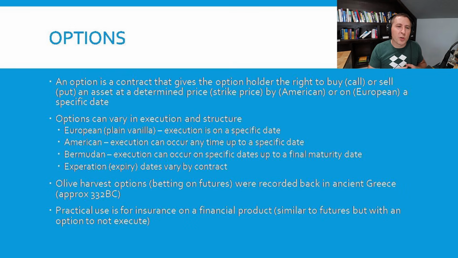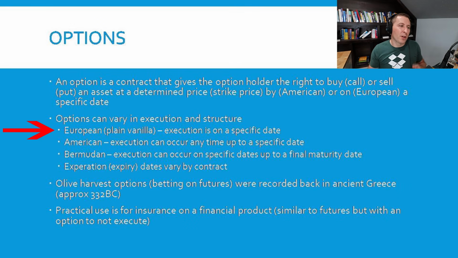So one party, which is going to be the long position in these sorts of assets, meaning the buyer of these assets, is the one that has the option to actually execute the contract or not. And I'll talk about payoffs in a second to show you why you would execute and why you wouldn't execute and how this works. But options can vary in execution styles, types, and structure.